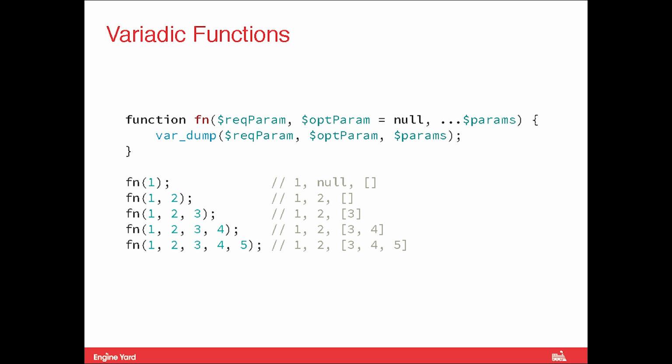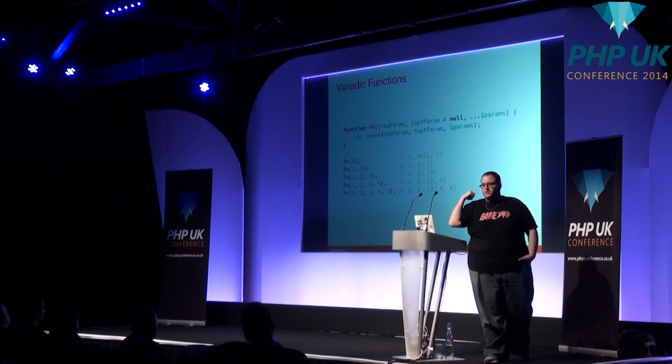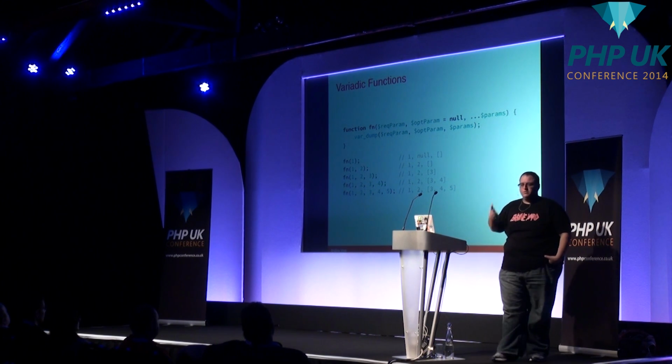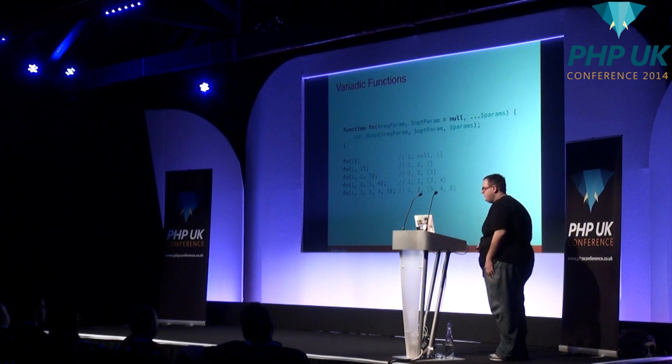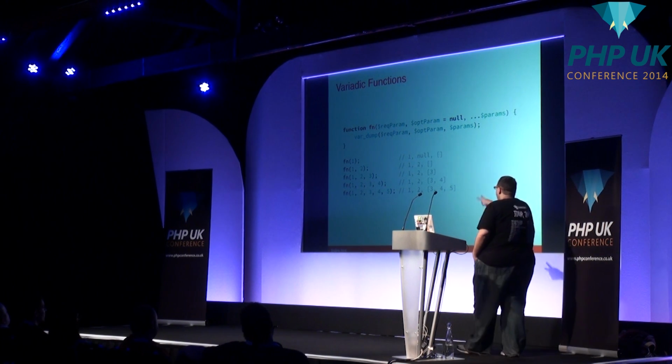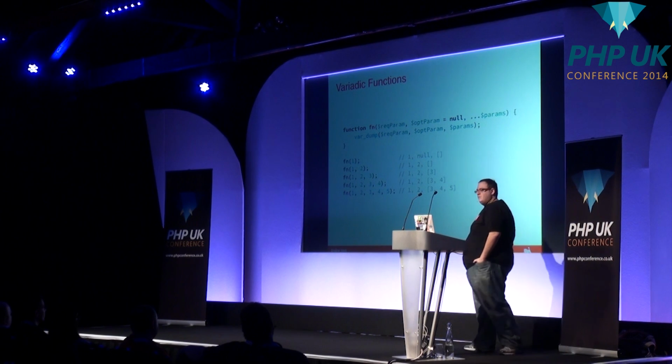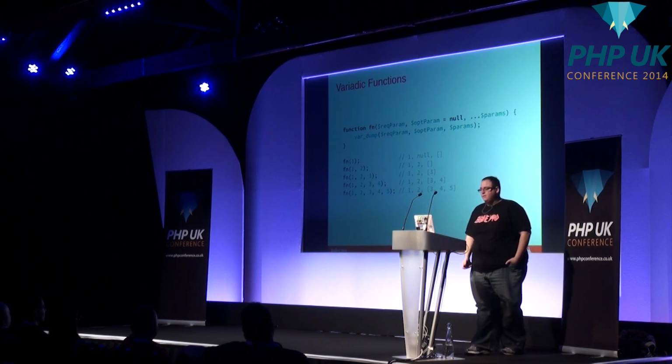So if we pass in just one argument, obviously our second one is going to be null, just like it always has been. The third one will be an empty array. That will obviously evaluate to false. So if you want to check if you've got variadics, it's a simple if false, then you don't have any arguments. If we pass in two arguments, we still end up with our empty array. Three, we start filling out our array, and then from there on.